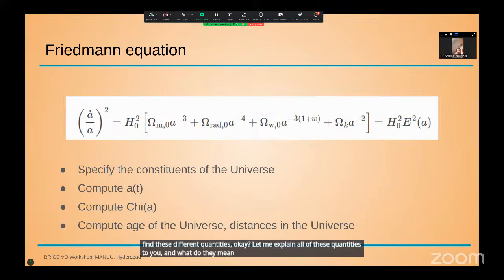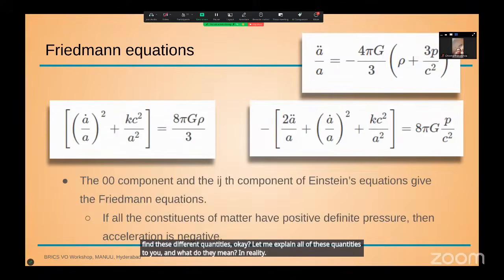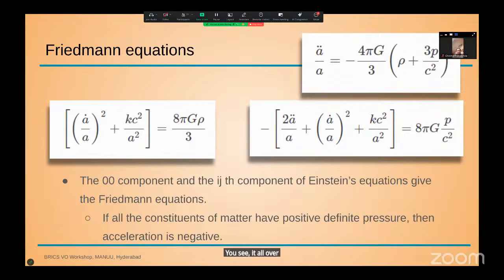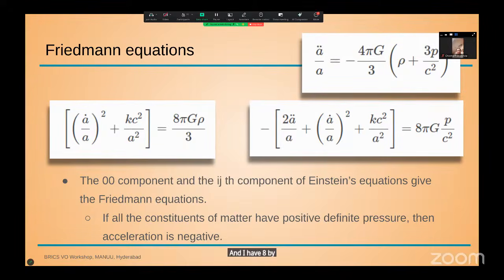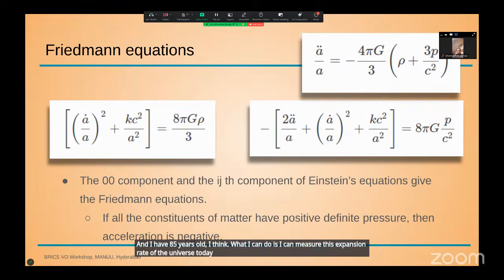In reality, you look at this equation, what do you see? You see A dot over A the whole square. What I've done is I'm taking this to the other side, the K c square by A square, and I have 8 pi G rho by 3. What I can do is measure this expansion rate of the universe today. A dot over A is something which is observable. I can measure it today.